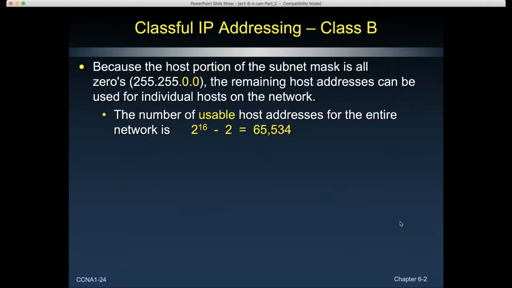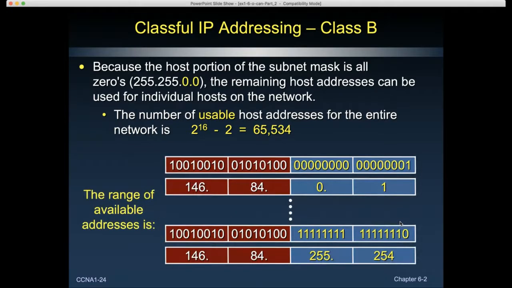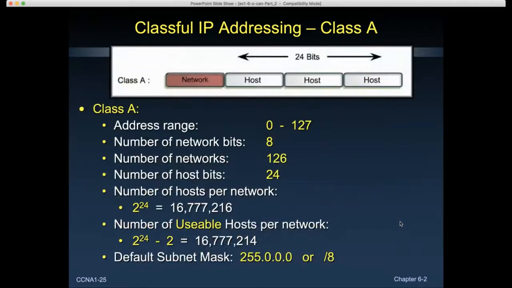The remaining host bits are the ones that we can use. So 2 to the power 16, 65,536 minus 2, we get 65,534 host machines we could use on this network. So that's quite a few numbers that we can use. A Class B network we call medium size. It's much larger than a Class C network would be.